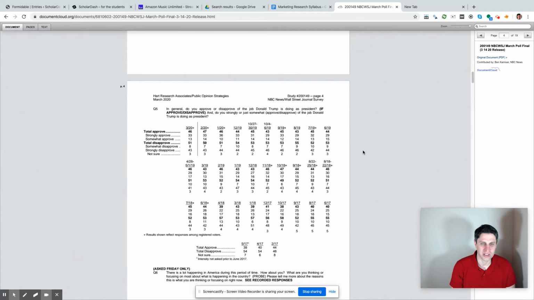This is probably the last question I want to look at. In general, do you approve or disapprove of the job Donald Trump is doing as president? If approve or disapprove, do you strongly or just somewhat approve or disapprove? So this could be made into one question, right? From 1 to 7. You don't really need to split it into two questions like this. It's like 4 is neither approve nor disapprove, 7 is strongly approve, and 1 is strongly disapprove. And it just makes it easy for people.